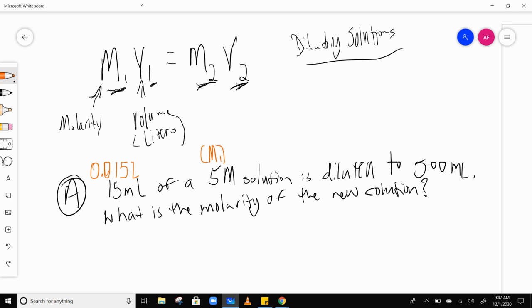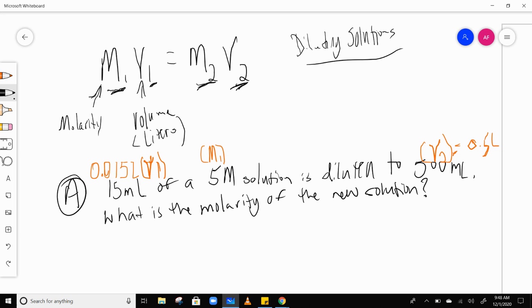Okay, that's our V1. Now our V2 is this 500 milliliters. But again, we have to convert that to liters, so it's 0.5 liters. Okay, so we're just going to plug that into our formula.